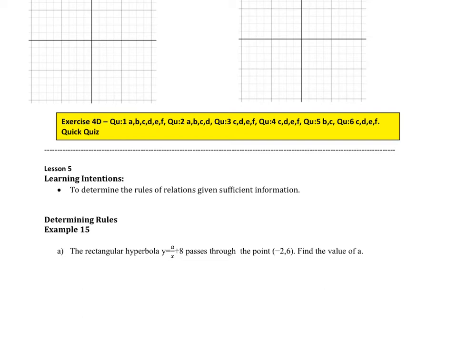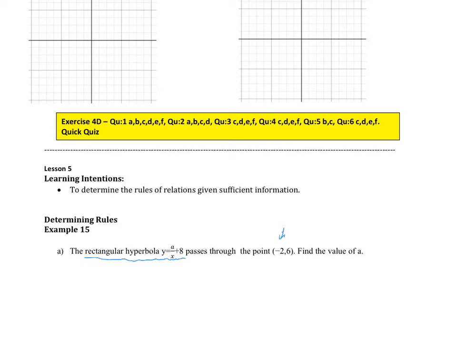Have a look at the last part here. This is really a continuation of something we did similar when we're trying to determine the equations of parabolas and things like that. It's really just looking at the information that you've got and using that information, typically a point or an asymptote maybe, to then try and determine the values of our unknowns.